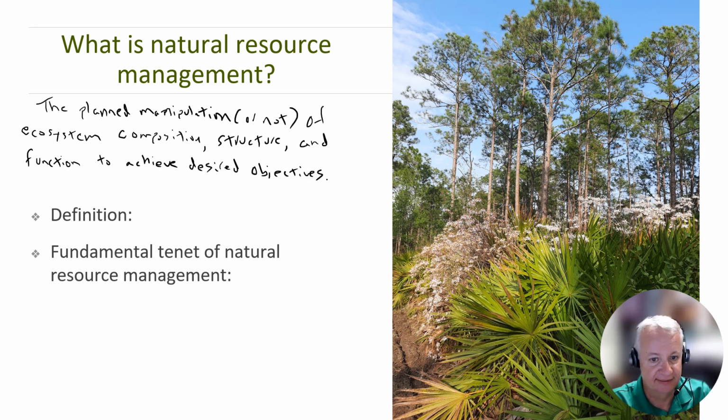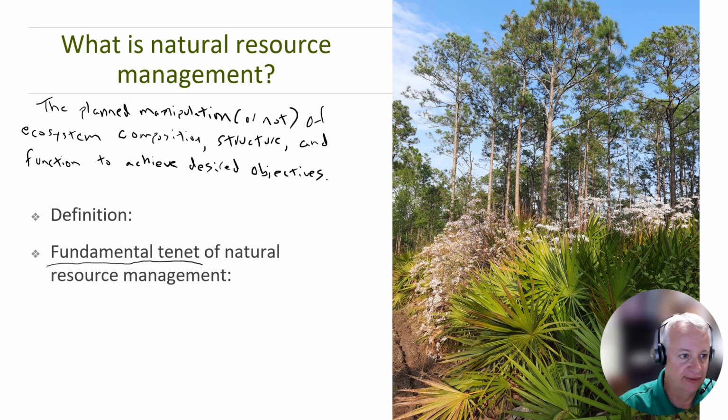Okay, so that's my definition of natural resource management. And then the fundamental tenet. So what's sort of the most important rule of natural resource management? And that most important rule is that the landowner, not the manager, determines what the objectives are for that ecosystem or for that management.